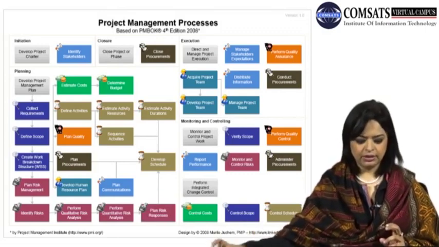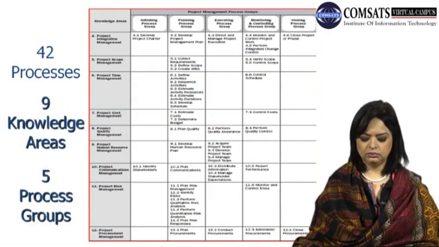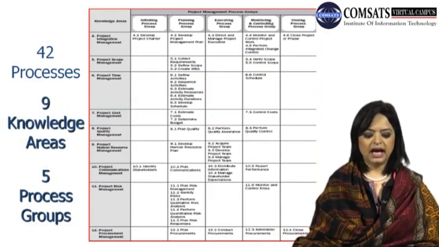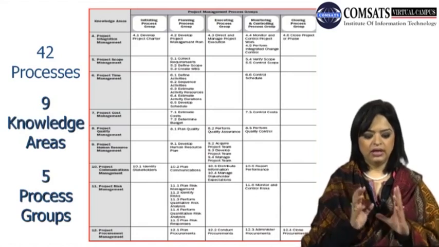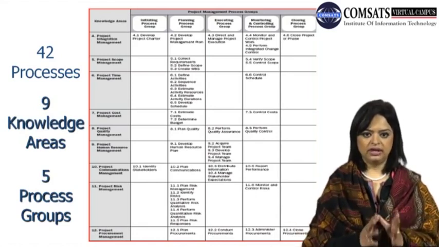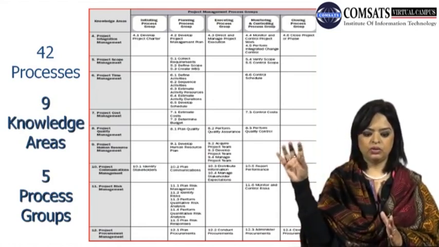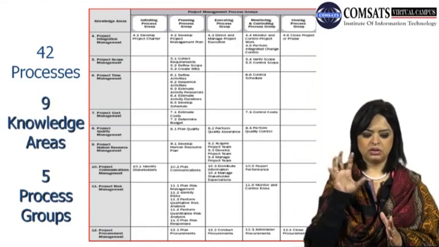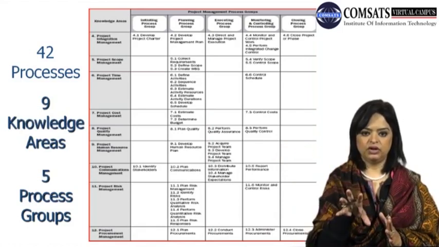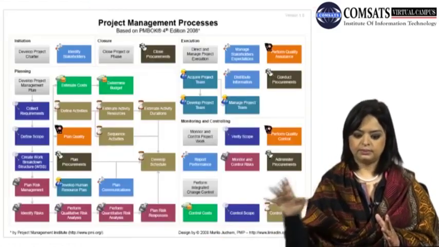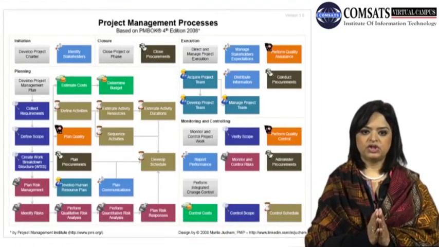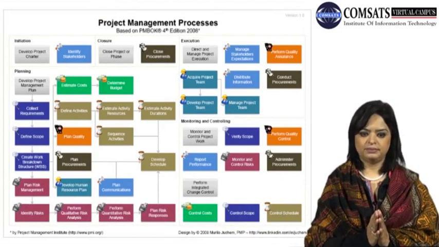Let's go back a little bit. The 9 knowledge areas, there are 9 knowledge areas on your left-hand side. The top row is the 5 process groups. Within it, there are 42 processes. This picture clearly represents all of that.